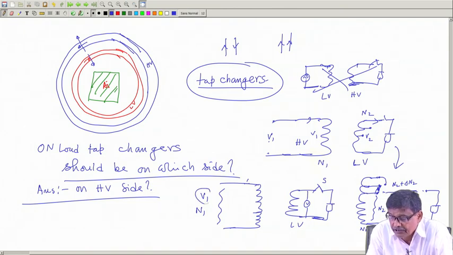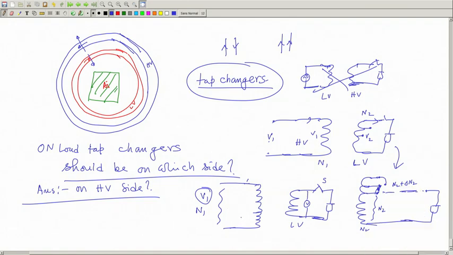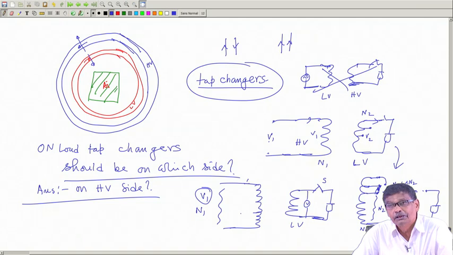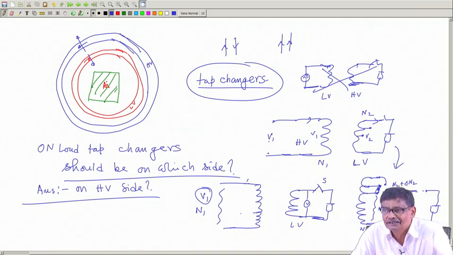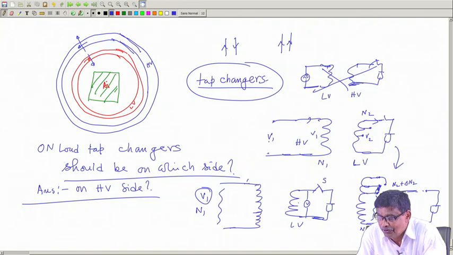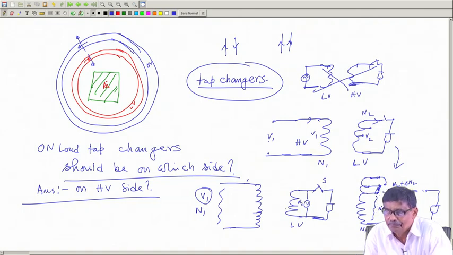So, what should I do? Because this supply voltage is fixed, I cannot do anything. What should I do with N1? Should N1 be increased or decreased? Voltage per turn should be increased. Then only the secondary voltage, I am not touching N2. Therefore, tapping should be here.